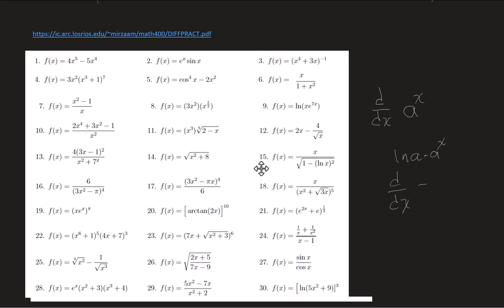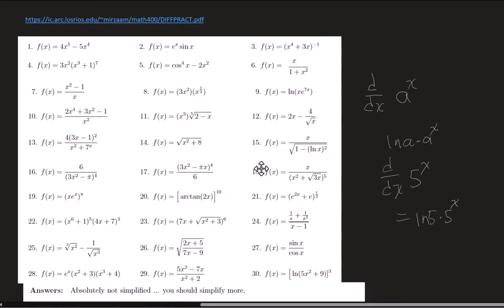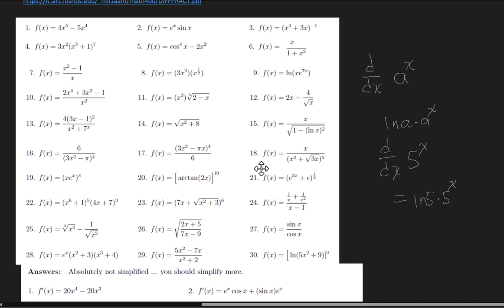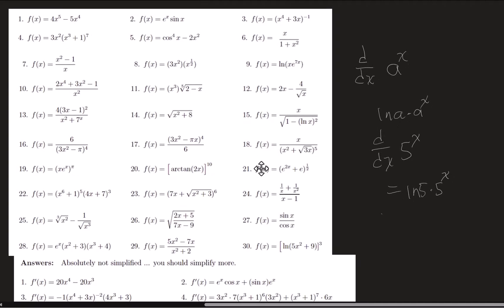I also didn't give you arctangent and arcsine, which I said are good ones to know. I'll just go ahead and give them to you now. So the derivative of the arctangent of x is 1 over 1 plus x squared, and the derivative of the arcsine of x is 1 over the square root of 1 minus x squared.